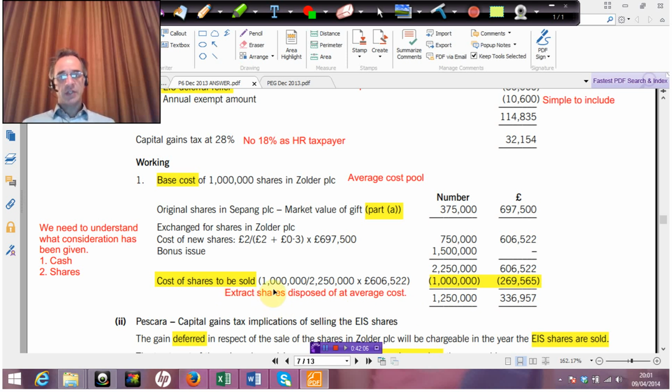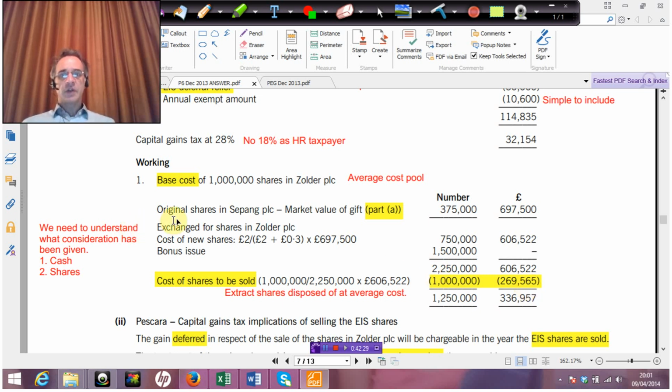And you'll see that he does that in this case. We'll run through this in a minute, but you'll see that he disposed of 1 million, but there are actually 2,250,000 in the pool. So here you can see we're taking out of this pool 1 million shares and then an average cost for 1 million shares. I'll come back to that in a second.